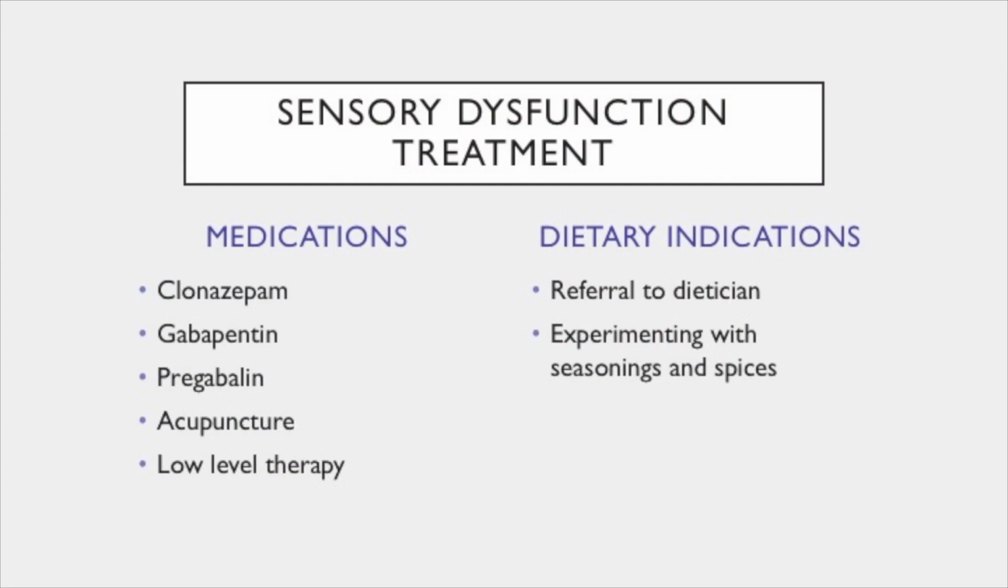Clonazepam, gabapentin, and pregabalin are neurologically active medications that can lessen pain for this condition, along with acupuncture and low-level laser therapy. As we mentioned before, the lack of saliva in xerostomia can cause taste changes. Taste can return to pre-radiation levels in 2 to 6 months or may be altered indefinitely.